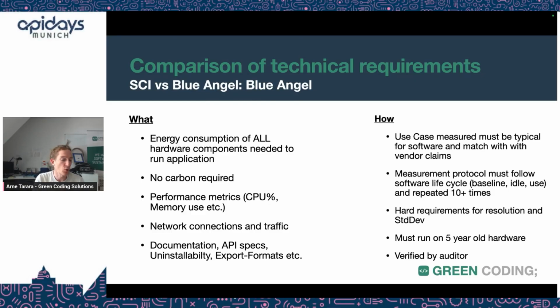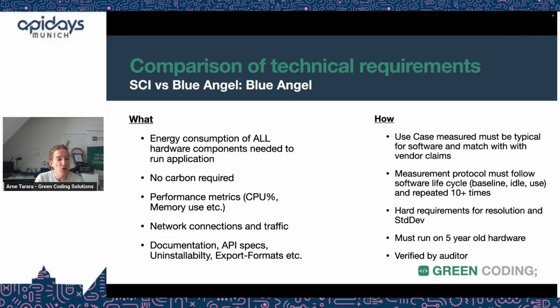And in addition, you also capture performance metrics. So not only energy and embodied carbon, like in the SCI before, you also capture CPU utilization, memory use, etc. Disk use is also included. However, it does not require capturing carbon. So it's a very energy-focused label in the first place. However, the Blue Angel allows you to report extra metrics. So technically, you can report extra metrics in the Blue Angel.